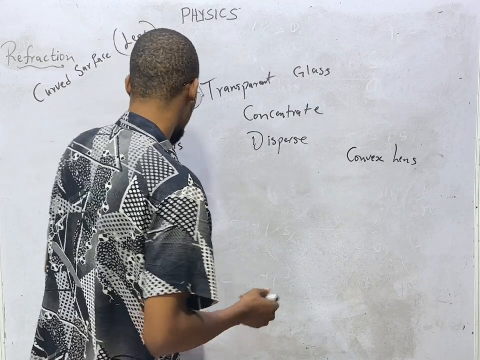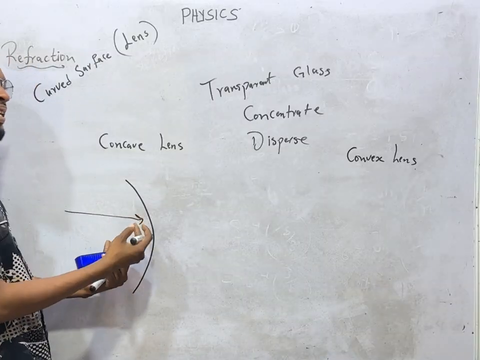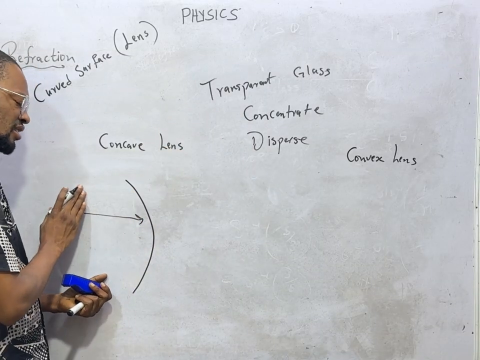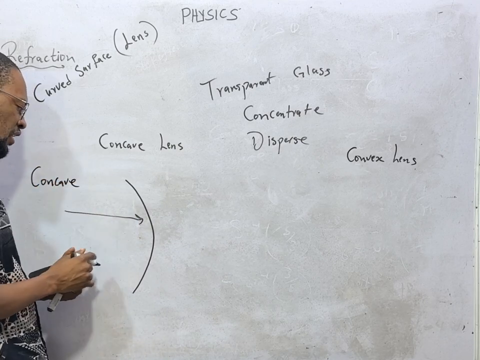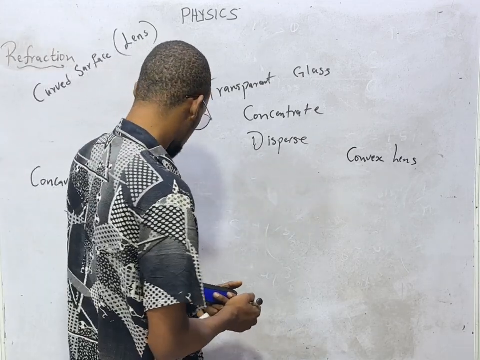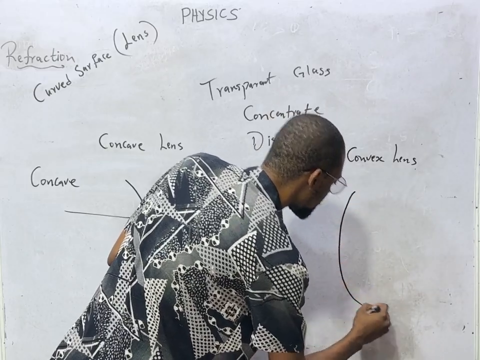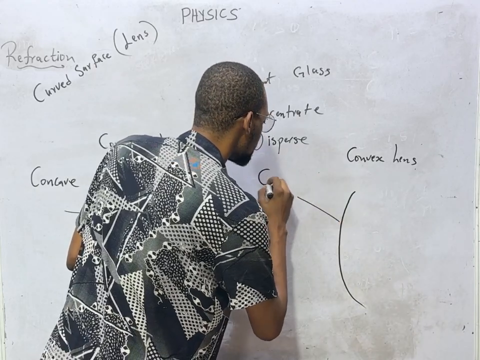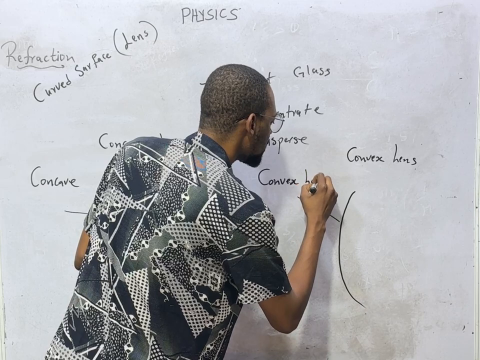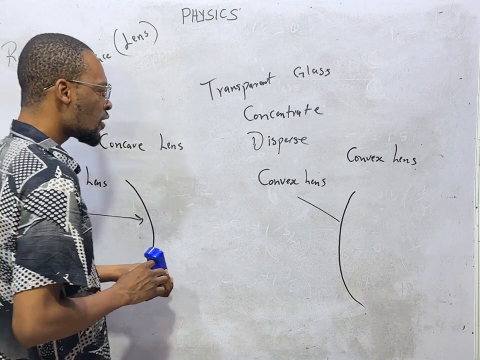Concave lens. If you have something like this, you see a hole here. This is the transparent part. This is the mirror part. So this is concave. Now, if the part is curved like this, outside like this, you say this is a concave lens.